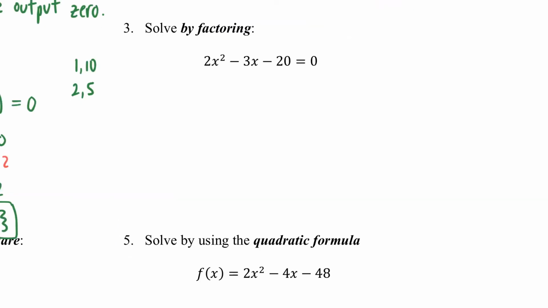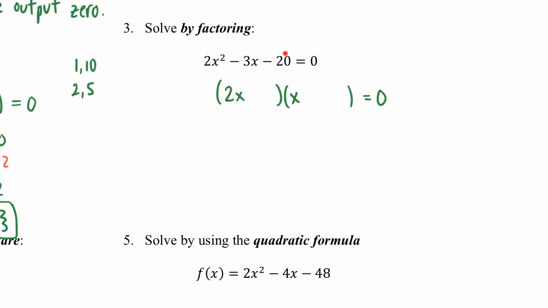All right, number 3. So same idea. So we're going to solve by factoring. And on this one's a little harder because you've got a 2x squared out in front. So what I'd like to do on these is I'll go ahead and write the parentheses here. And I know I've got a 2x and an x here. So when I multiply those two together, I know I'm going to get 2x squared.